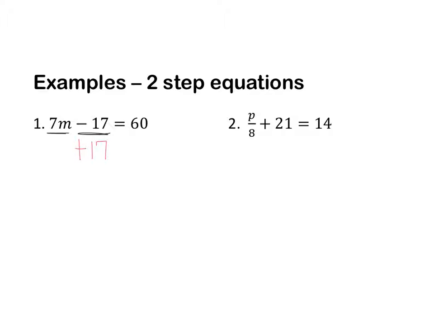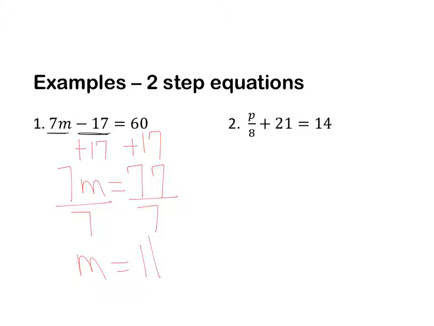And I am going to have to add 17 to each side to get rid of the subtraction. And then finally, I am going to undo my multiplication with division, and that gives me m equals 11. Alright, the next example is a 2-step equation. Why don't you pause the video and see if you can figure it out yourself, and start the video again when you're done to check your answer.